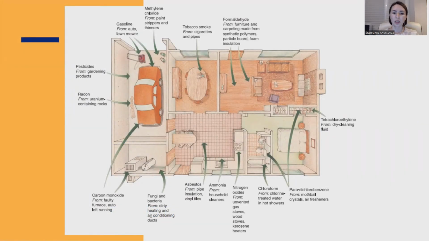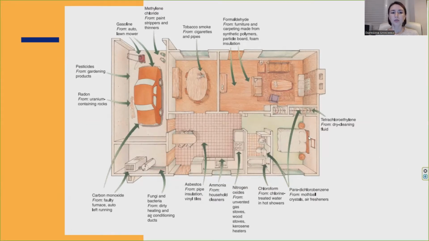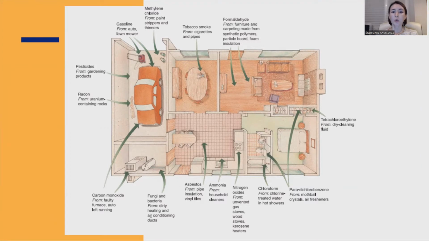Today, I want to tell you about photochemical smoke, about effects of photochemical smoke, and some strategies how to reduce urban air pollution. Here, I want to show you a picture from one textbook, and this is a flat, and you can see how many emissions can be produced in a small flat or a small house.